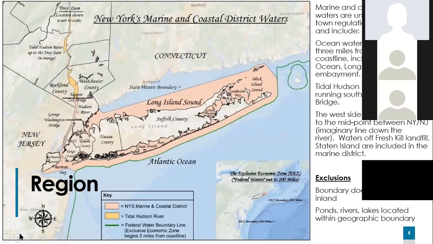So in addition to the area that I just mentioned, it also encompasses the tidal portion of the Hudson River south of the Tappan Zee Bridge. And lastly, it includes waters around Staten Island, specifically the west side of Arthur Kill up to the midpoint between New York and New Jersey. If you imagine, there's a line that runs down the middle of that river. So we're on the west side of that. And waters of Freshkill, off the Freshkill landfill in Staten Island.